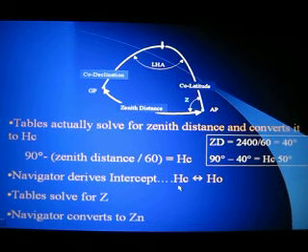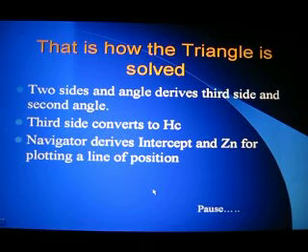Now the tables also solve for Z. And as you remember, the navigator then takes Z and converts it to the true azimuth from the AP to the GP of the heavenly body. So that's how the triangle is solved by the sight reduction tables. The navigator provides the two sides and the angle, and it derives the third side and the second angle. The third side is converted automatically to computed height. Then we derive the intercept and Zn for plotting the line of position.